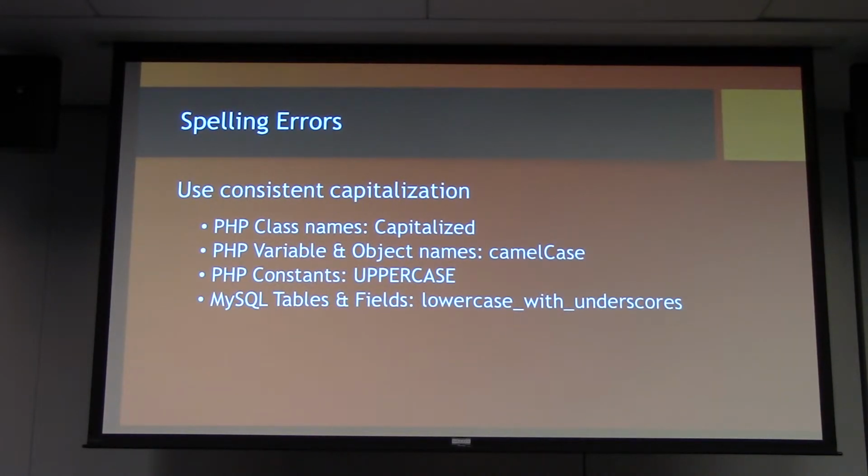The most common errors are spelling errors. Use consistent capitalization with your variables. PHP class names are usually capitalized. Variables and object names use camel case, where you start lowercase and all the other words in the string are uppercase. Constants are usually written all uppercase. And MySQL tables and fields are lowercase with underscores. And that's for Windows compatibility. If you want to have a MySQL database and be able to use it in both a Windows environment and a Linux environment and be able to port them back and forth, you want to use all lowercase letters when you're naming your MySQL tables and fields.